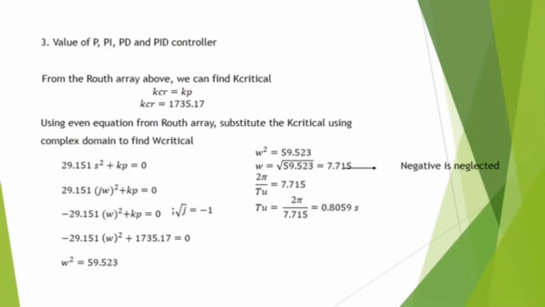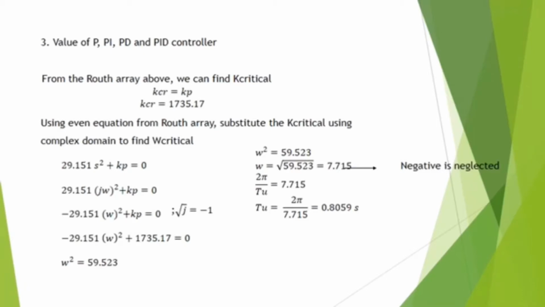We want to find the value of P, PI, PD and PID controllers to use for the simulation. So first of all, from the Routh array above, we can find the K critical. We know that the K critical equals the Kp. So the K critical is 1735.17.